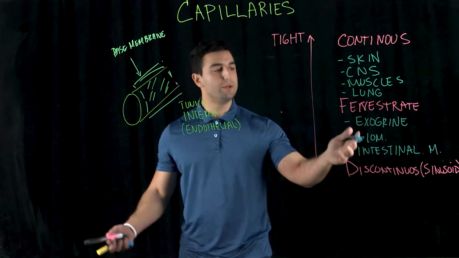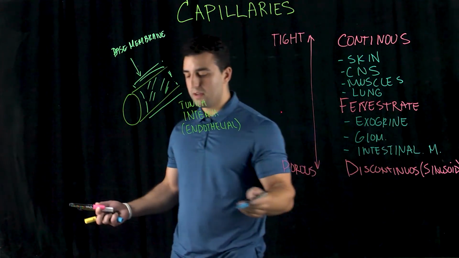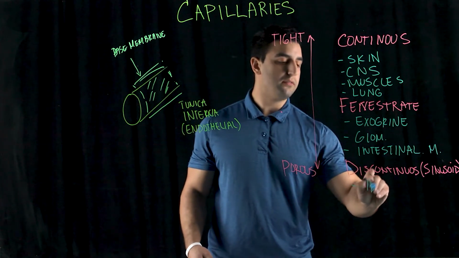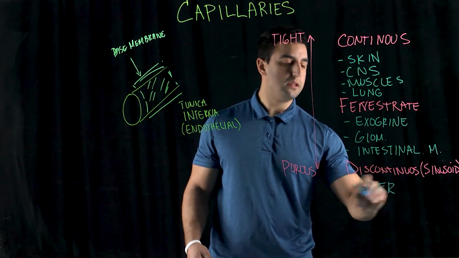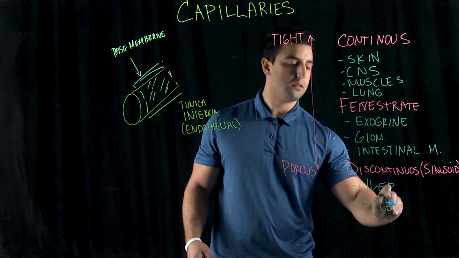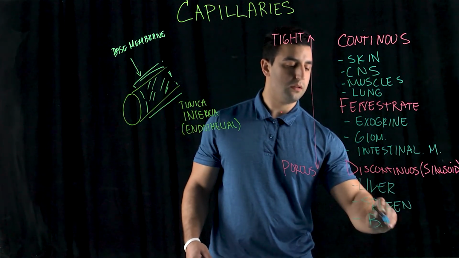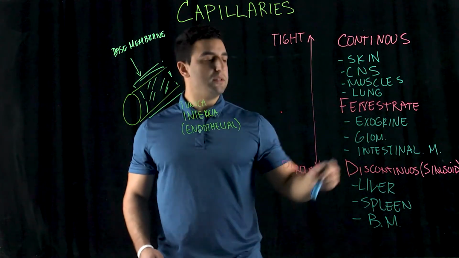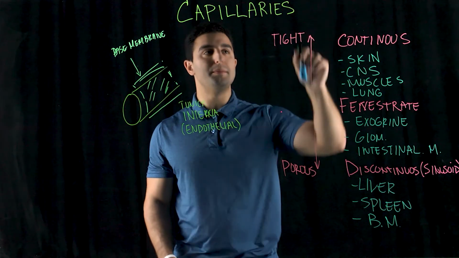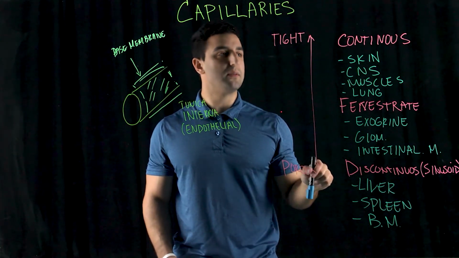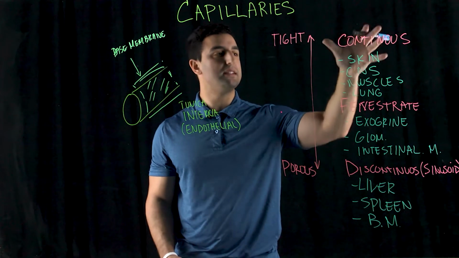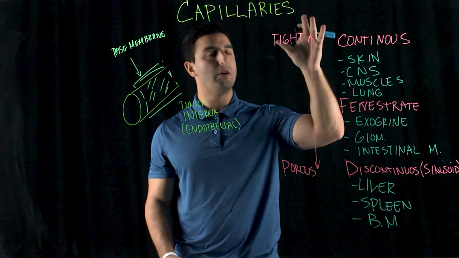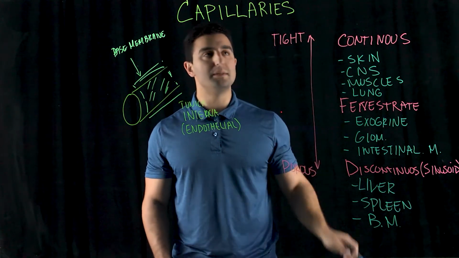And the final type, the sinusoidal or discontinuous, is found in the liver, spleen, and the bone marrow. So again, as we go from continuous to fenestrated to discontinuous, the permeability of these capillaries increases. Each body system has its own specific type of capillaries, and they all have the characteristics of these three specific types that I mentioned.